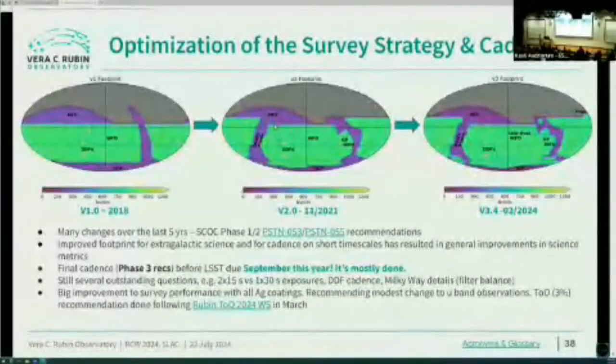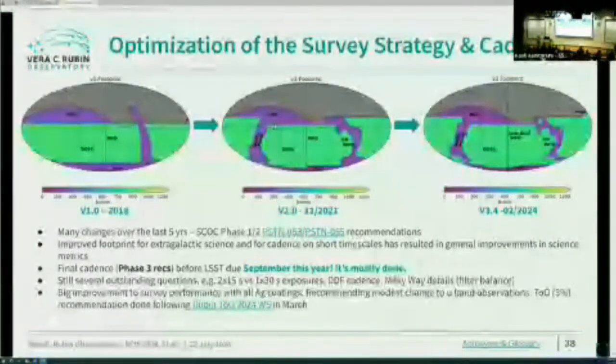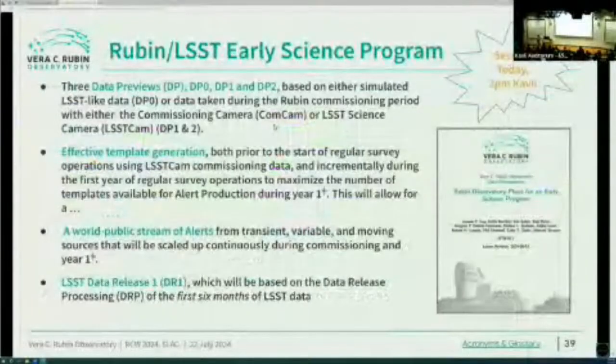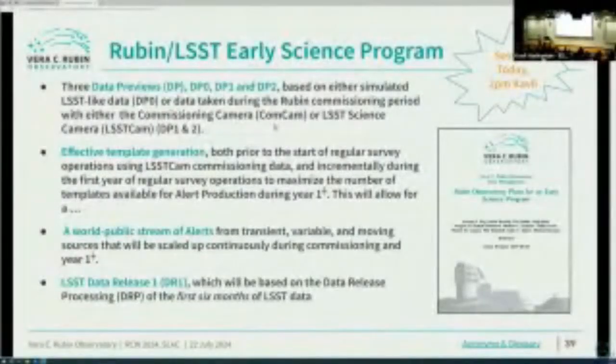So those are the kind of details that are being settled out, and we'll have that final recommendation by the end of this year. There will no doubt be a few things that we'll carry forward that we won't decide on right now. And of course, we will evolve the survey as needed by monitoring our progress throughout the survey and using the SCOC and our scheduling team to make the decisions to continue to improve on what the survey can deliver. We will talk more today in detail at a session at 2 p.m. here in Kavli on Rubin Early Science Program.